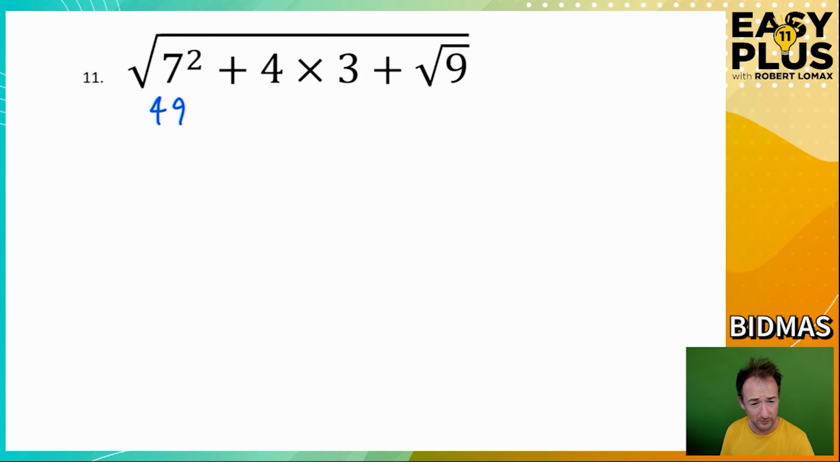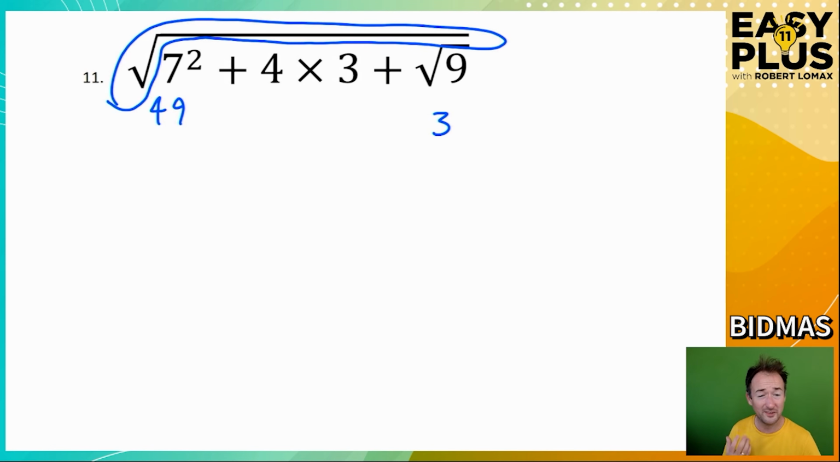To find the square root of 9, what times itself gives 9? And of course you know that 3 times 3, or 3 squared, is 9. So the square root of 9 is 3. We've dealt with the indices. We do have one really big example to deal with, which is here. But that applies to everything. So we need to find the answer to the rest and then find the square root of all of it.